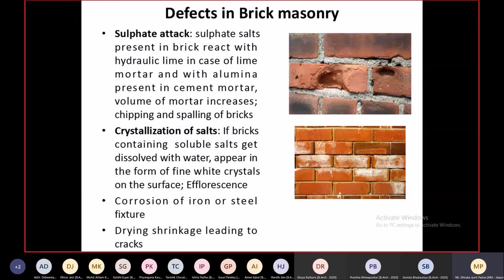So these are some basic issues with brick masonry, but it doesn't mean that we should not go for brick walls or brick masonry. We can avoid these situations by giving extra treatment to the brick walls. So this is not a big issue.